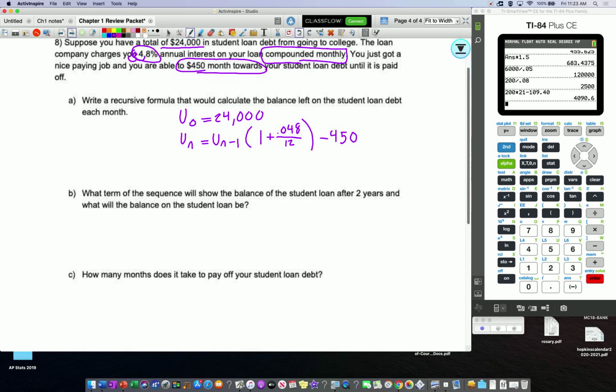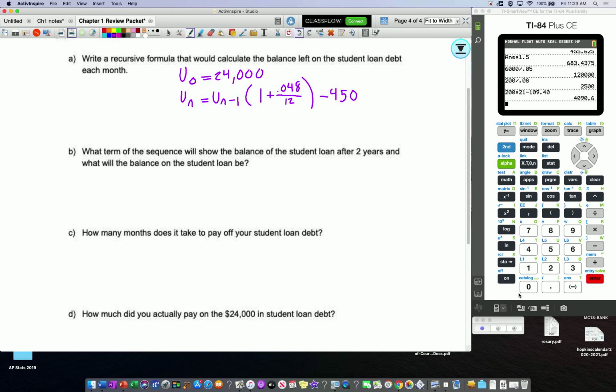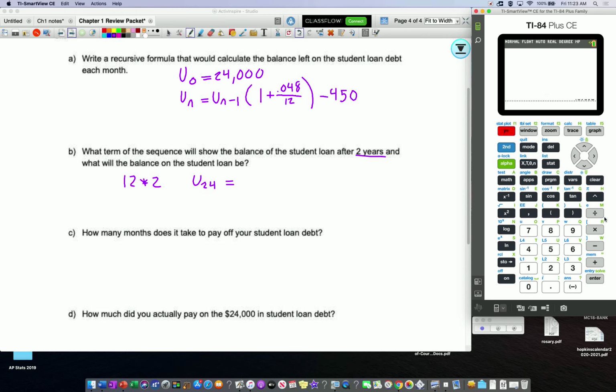All right, so now let's keep on plugging away here. B says, what term of the sequence will show the balance after 2 years? Okay, I do 12 months a year times 2 years, so I want to figure out what u sub 24 is. So to get that, we go back to our calculator. So I got to change this equation. So u sub n minus 1 times, hopefully you didn't clear it out. Remember, second 7 for the u, parentheses, the n is right here, minus 1, oh, I'm sorry, minus 1, don't do the negative, do minus 1. That's always one of those little catches that some students do.